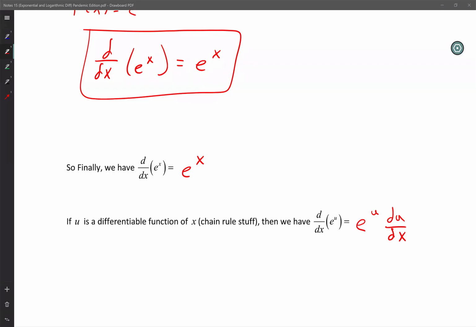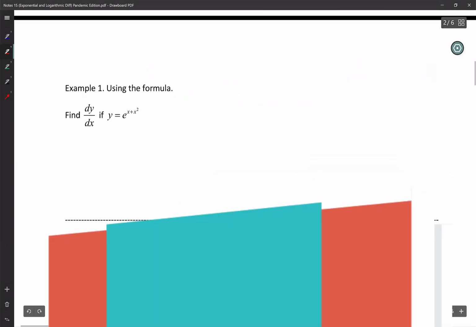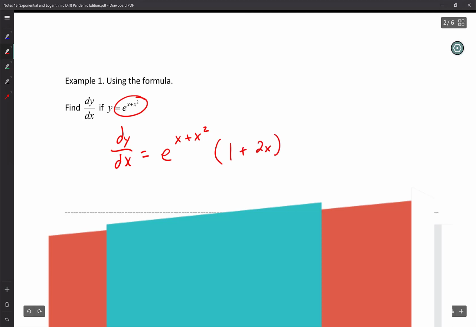That's all it is. So let's do example 1, and we're going to use that rule that we just learned. It says if y equals e to the x plus x squared, what is dy dx? Okay, dy dx equals, the derivative of that is itself, e to the x plus x squared. Am I done? Times the derivative of x plus x squared, which is 1. There you go, and that's it. Leave it alone right there.